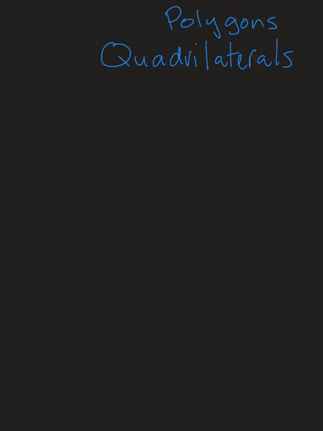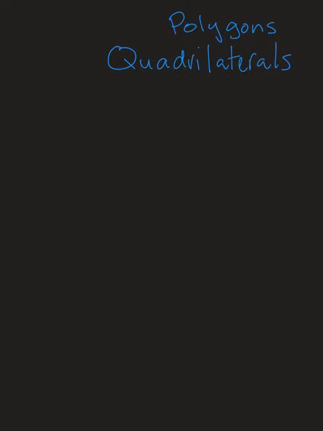So one of the things we know is that polygons include triangles, quadrilaterals, hexagons, pentagons, and decagons. Okay, we're focusing on just quadrilaterals, and we know that quadrilaterals have 4 sides. There are a bunch of different kinds of quadrilaterals. We're going to go over the 3 main types of quadrilaterals.